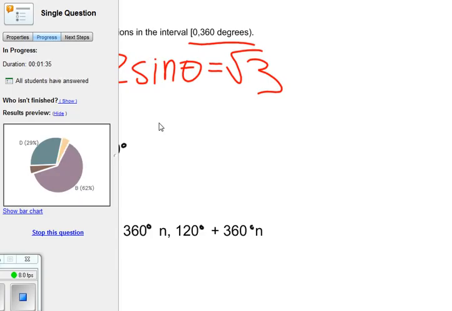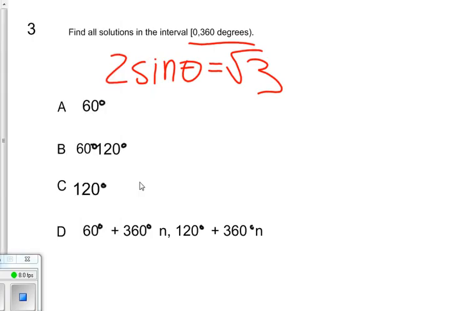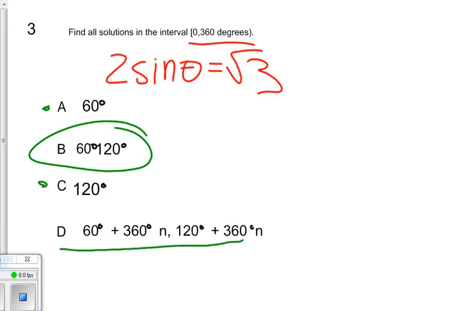Okay, let's look at it. This one we still need a little practice on. So, what is the answer? Why is it not just A or just C? Sine and cosine are positive in two areas. Same with tangent. So if you see something like this, you need to realize that you're going to have two solutions because it's positive in two areas. Why isn't it this one?